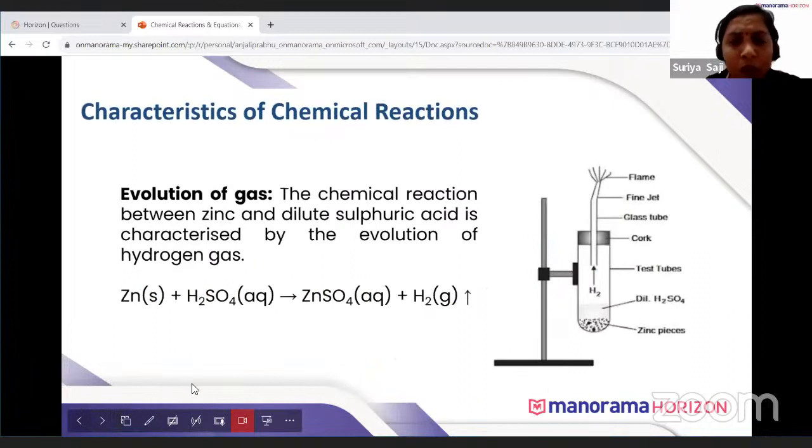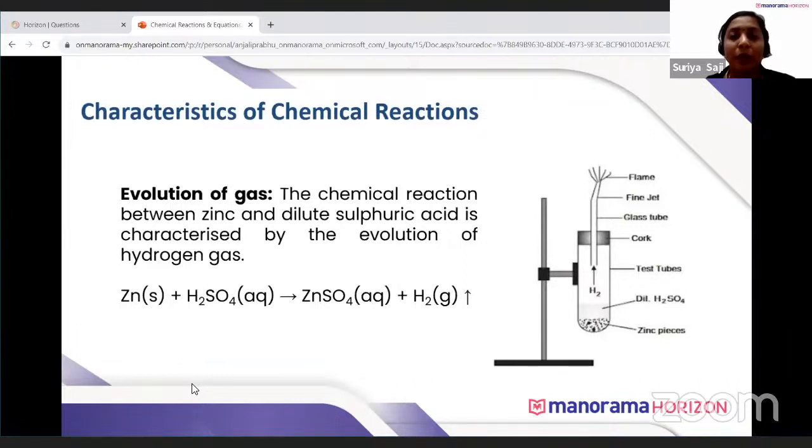We said in the beginning itself that chemical reactions take place with a lot of characteristics. In some chemical reactions, we can see that gases are evolving. In some other chemical reactions, we can see a color change. Like that, chemical reactions happen with a lot of characteristics. First we will see the evolution of gas, how gases are evolved in chemical reactions. We will take that as an example.